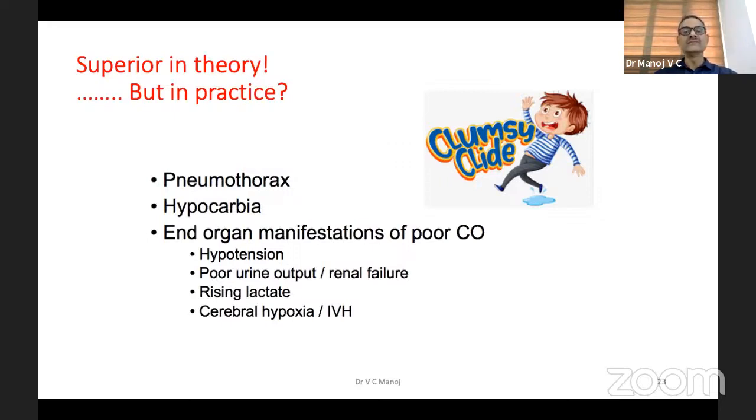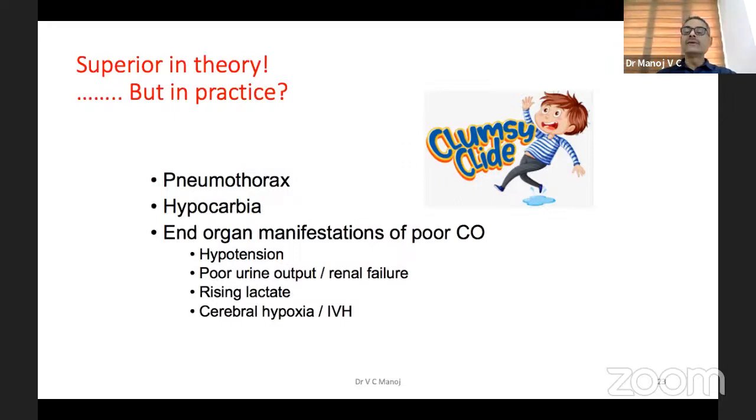This is bad for the baby because when you drop the CO2, you play with the hemodynamics in the brain, and you are going to create brain injury. So hypocarbia, hypercarbia, sudden changes are very, very bad. You don't want that. And when you increase the mean airway pressure too much, unless you follow the maneuver, you will cause pneumothorax and then end organ manifestations of poor cardiac output. As I said, tachycardia, hypotension, poor urine output, rising lactate, etc.